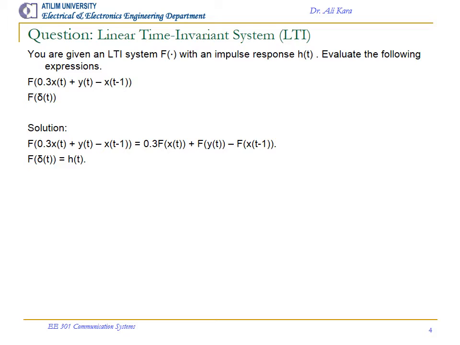Question: Linear time invariant system, LTI. You are given an LTI system F with an impulse response h of t. Evaluate the following expressions: capital F of (0.3 x of t plus y of t minus x of t minus 1), and capital F of Dirac delta t. Solution: apply the superposition principle of linearity. Also, the output of a system for a Dirac delta input is its impulse response.